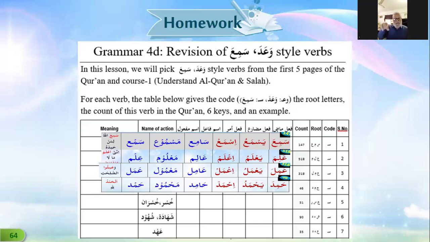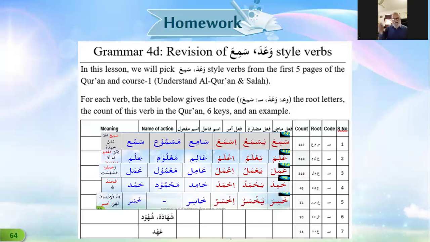Hamida, yahmadu, ahmad, hamidun, mahmudun, hamd. To praise something, there should be some maf'ul to be praised. So that is mahmud. Khasira, yakhsaru, ikhsar, khasirun, khusr. Khasira means loss. You don't need a maf'ul. You will lose. Simply you will be affected. Just like jalasa, you sat, only you were affected. Raja'a, you came, you were affected. Zahaba, you went. So no maf'ul. Same is khasira, it is a lazim. It does not need a maf'ul.